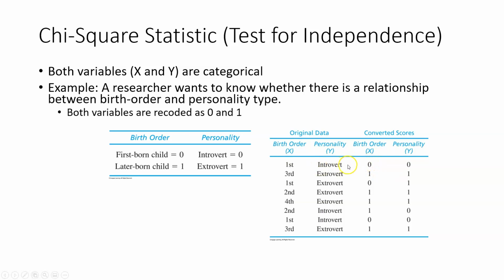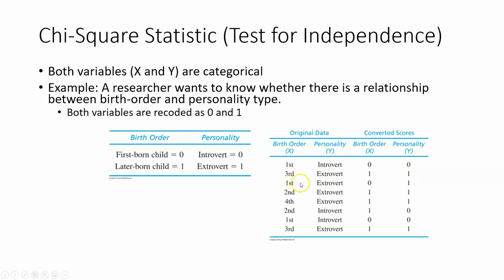And if that person was an introvert, looking back at our codes, we would see that an introvert is 0, so we would award that person a 0 for their personality. If the second person were a thirdborn child, then we'd give them a 1. And if they were an extrovert, we'd give them a 1.